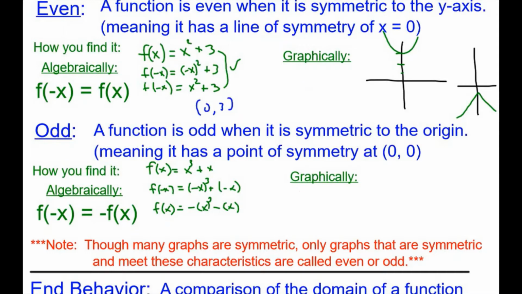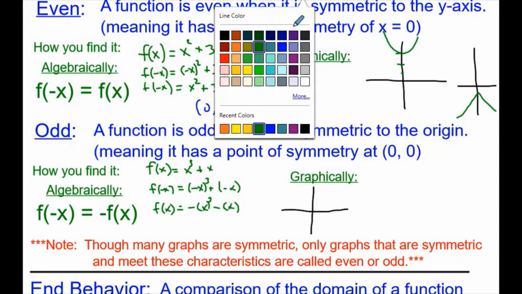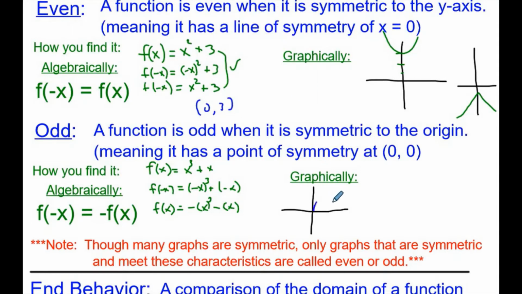If you're really concerned about all the algebra going on there, what really matters is that you have symmetry to the origin. So in this graph, if I had a graph that went like this and then had a perfectly symmetrical piece to that, that's an example of oddness. Symmetric at the origin, the point (0, 0). It's point symmetry as opposed to this, which is line symmetry, okay?